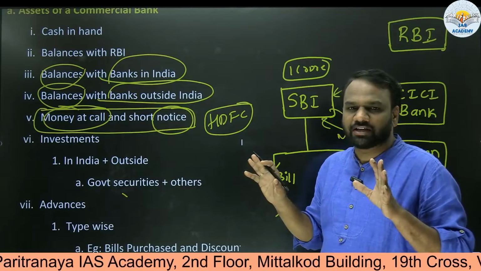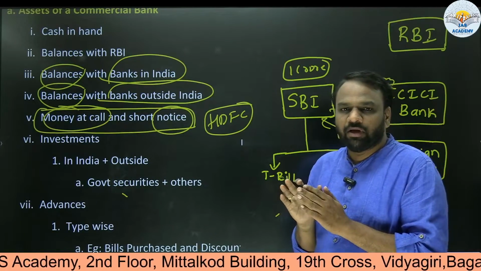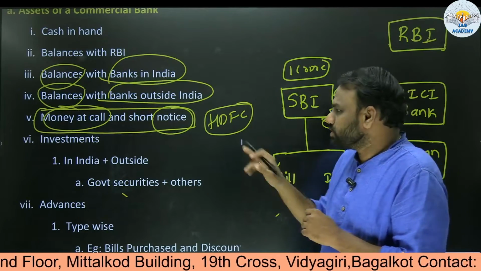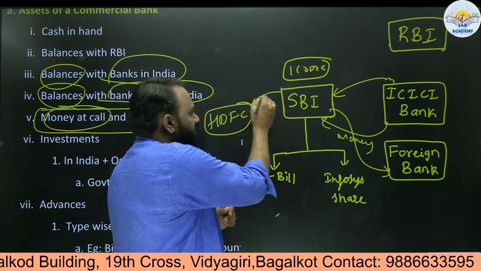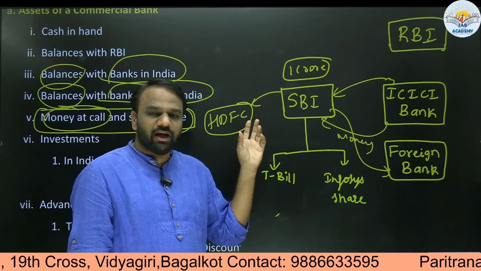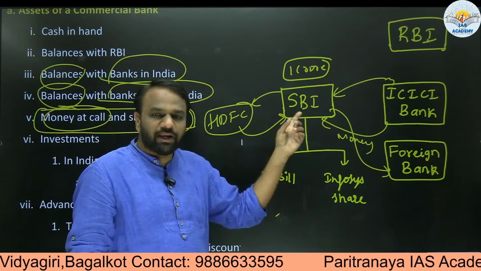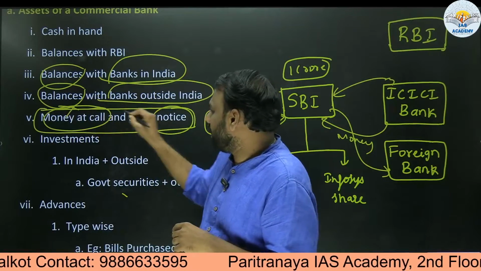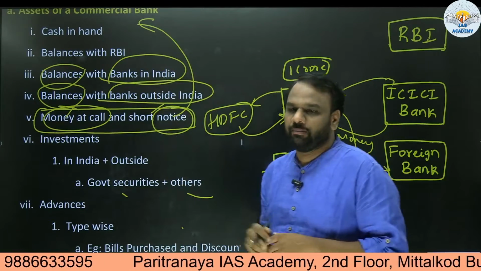But at a superficial level, we shall understand that whenever any bank requires money for a very short period of time, it can take that money from the money market. Let us assume SBI has given money to HDFC. After 1 day or after 14 days, this money will come back to SBI. Whatever money SBI has given to HDFC as part of money at call and short notice, again, they are assets of a commercial bank.